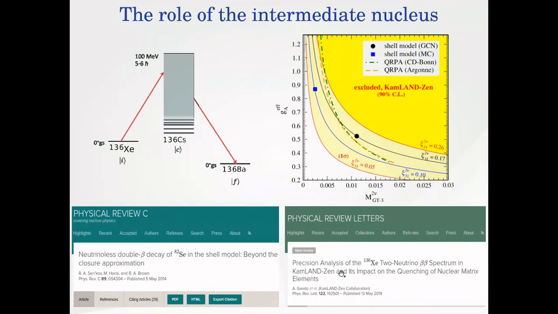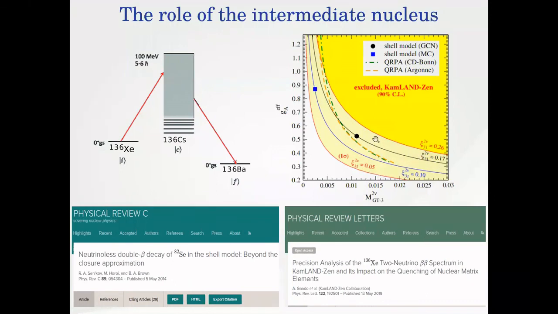Recently, there was work done by the KamLAND-Zen collaboration in which they precisely analyzed the 2 neutrino double beta decay spectrum. And they have so much data now that they can really test their model. And they are now sensitive. The distortion in the spectrum is sensitive to leading order and sub-leading order matrix elements, so next order matrix elements, which are represented by these Xi 2 nu 3 1 terms.